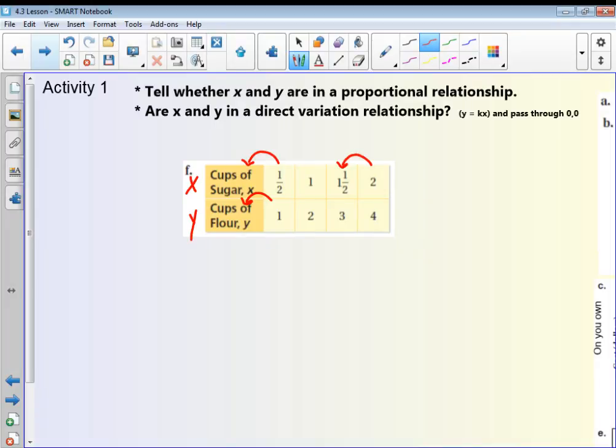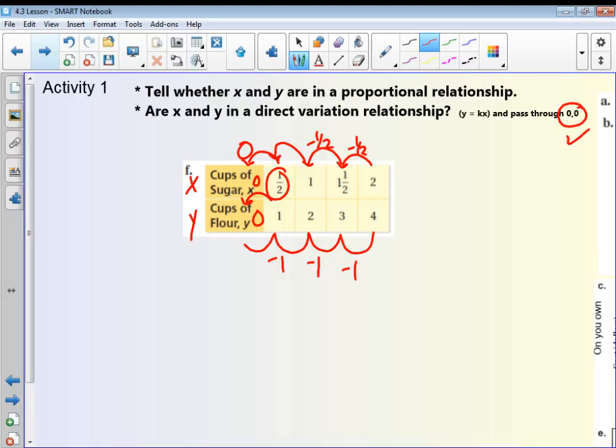So if I went from 2 back to 1.5, that would be subtracting a half. 1.5 back to 1 would be subtracting a half. So there's my pattern. I'm subtracting a half each time. So a half minus a half would give me 0. Okay. So if I were to go backwards, I would have another set of 0 there. So let's check this pattern. 4 minus 1 would give me 3. 3 minus 1 would give me 2. 2 minus 1 would give me 1. So if I subtract 1 again, that would give me 0. So it looks like it's meeting the qualification of passing through 0, 0.